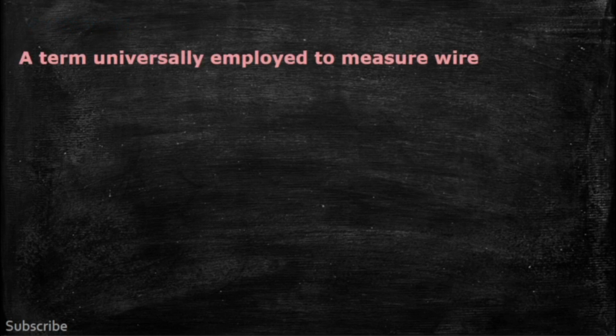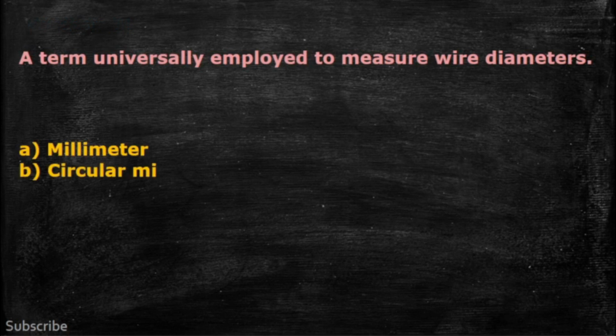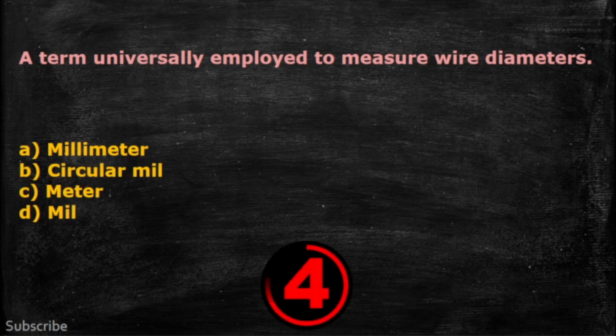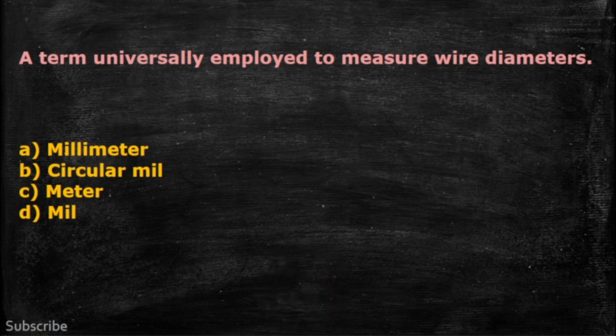Question number 34. A term universally employed to measure wire diameters. A. Millimeter. B. Circular mil. C. Meter. D. Mil. The correct answer is letter D. Mil.